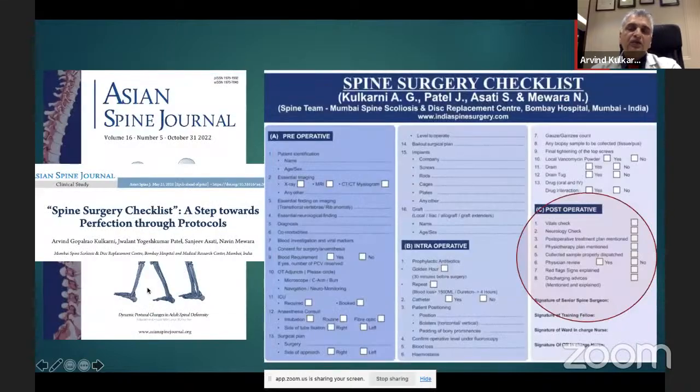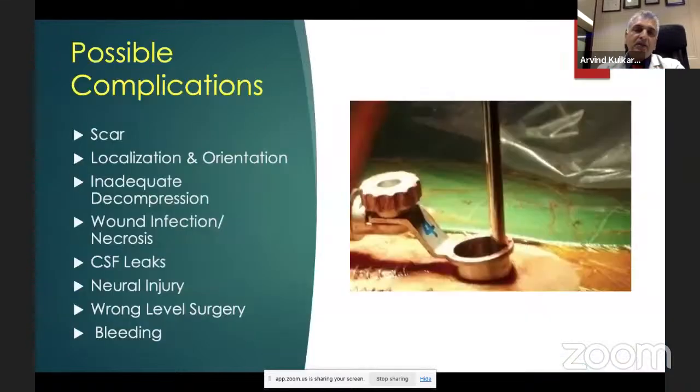This is one of the factors which prompted us to form this spine surgery checklist, which has not only pre-operative components but also intraoperative and, most importantly in this case, post-operative components, where the patient is advised to come back to us in case something unpleasant happens after surgery, like a fluid leak which the patient was not aware of. So the spine surgery checklist goes a long way in preventing complications. When it comes to MIS, I have categorized my talk today under these headings.